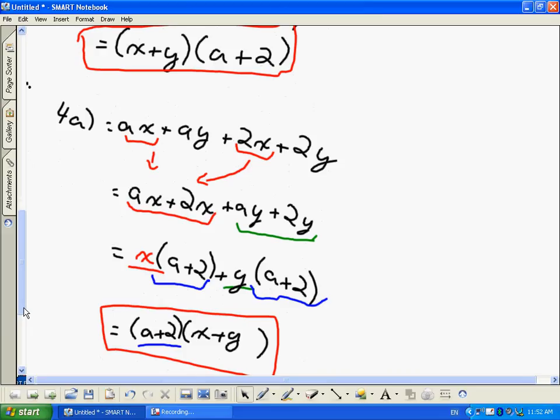Yeah, there you go. The only thing that's different is the brackets are in a different order. Same answer, brackets in different order. It's not going to change anything. We still got the same answer.